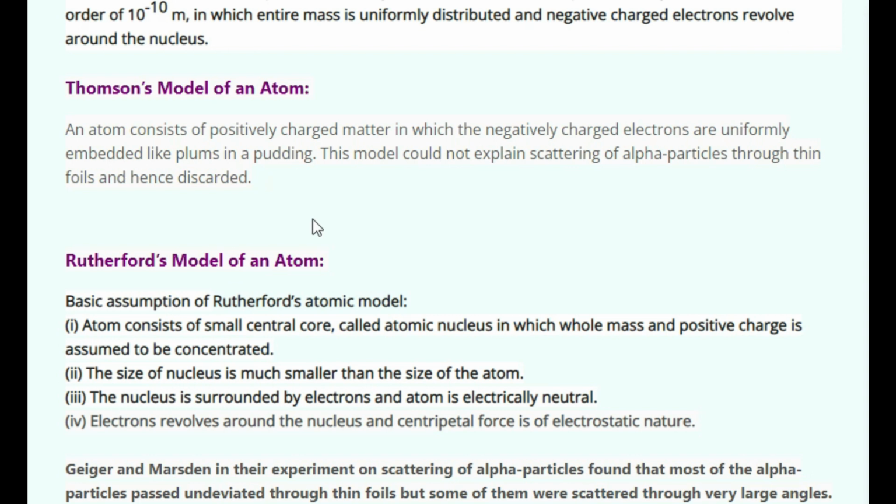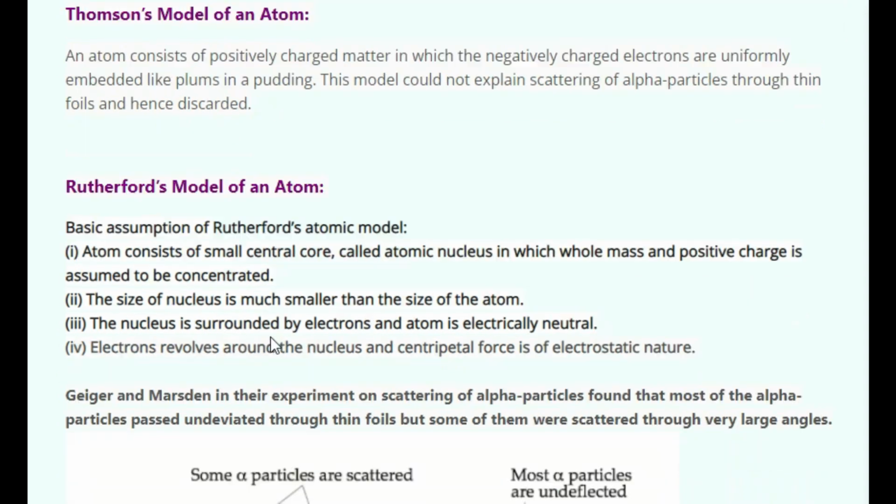The third assumption was that the nucleus was surrounded by electrons, which travelled around the nucleus. The atom was electrically neutral because of the presence of two different kinds of charges, the positively charged nucleus and the negatively charged electrons surrounding it. The fourth assumption was that the electrons revolve around the nucleus and the centripetal force of attraction was provided by the electrostatic force between the positive charge of the nucleus and the negatively charged electrons surrounding it.